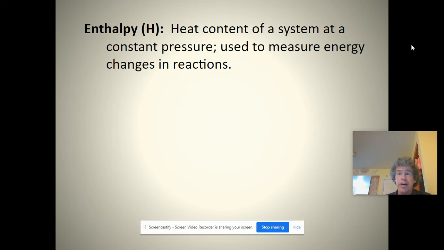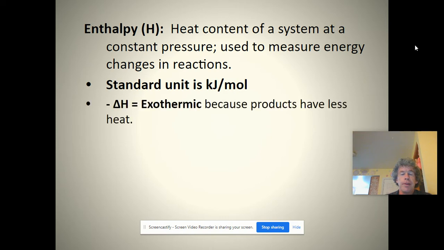And there's a couple ways you can look at it. And today we're just going to look kind of big picture, and then we'll go into bonds later on, probably next week. So the standard unit here is kilojoules per mole. And like we said last week, negative delta H is exothermic. It's giving off heat. You're left with less heat in the system than there used to be. So the products have less potential energy than the reactants had.